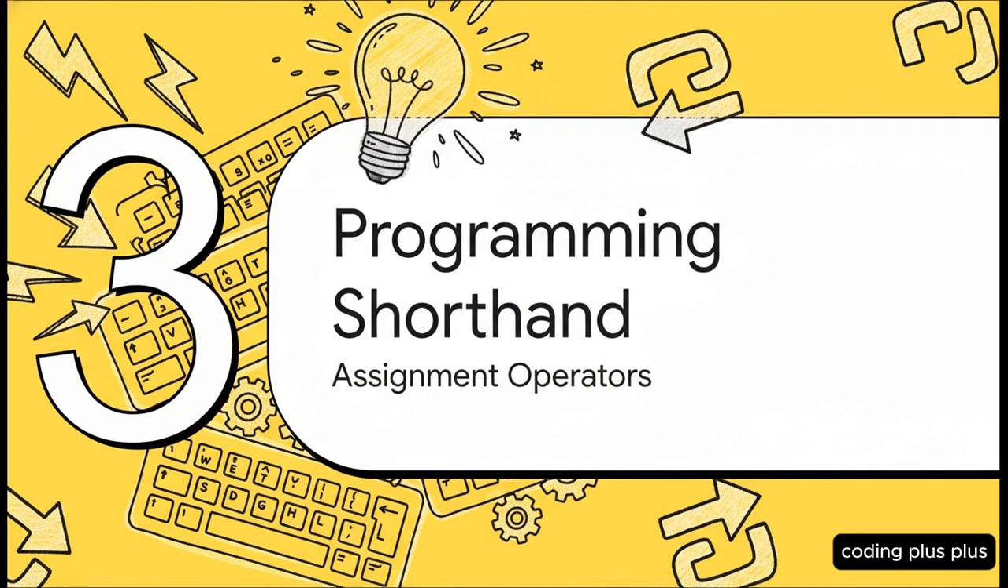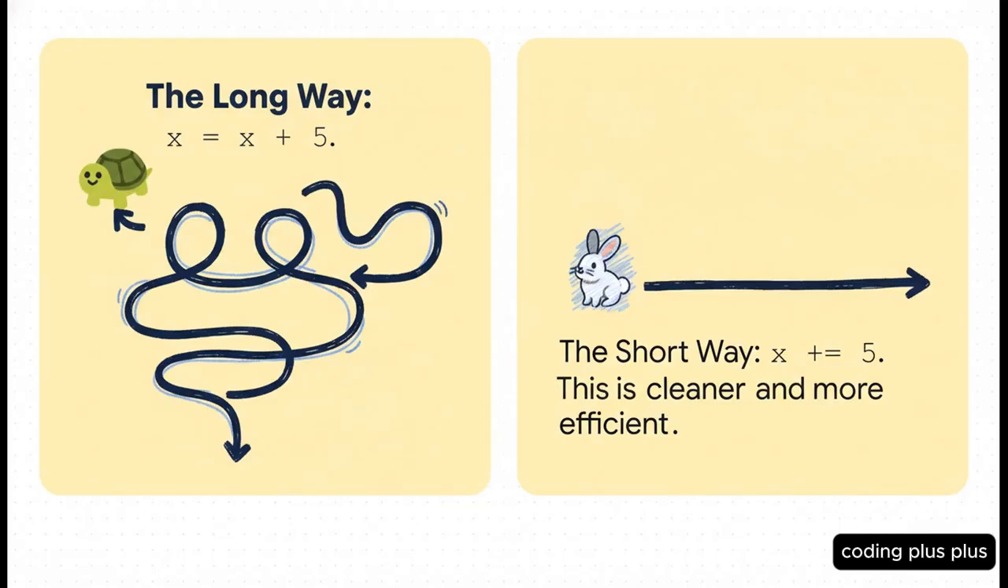When you're coding, you want to be as efficient as possible. That is where assignment operators come in. They are basically a programmer's best friend, a fantastic shortcut for writing cleaner, faster code. And once you see it, you'll never go back. Okay, check this out. On the left, we have the long way, x equals x plus 5. It works totally fine. But you're repeating yourself, right? Now look at the right, x plus equals 5. It does the exact same thing.